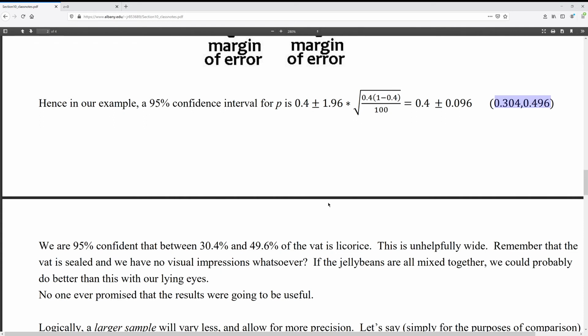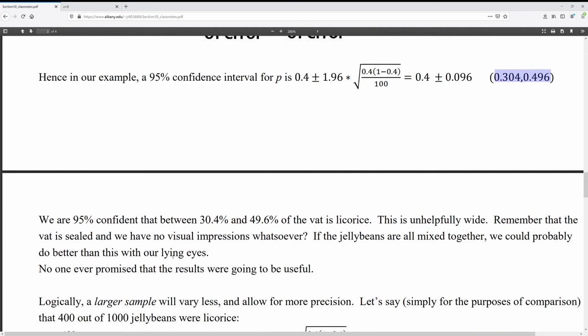Now, logically, a larger sample is probably going to be closer to the truth. Remember the taller, thinner bells that we get from a larger sample centered in the same place, which means that the sample result is probably not as far away as a smaller sample would be. So a larger sample means that you're more and more likely to get something close to the truth, and vice versa. So logically, a larger sample will vary less. Large sample, less variability, and result in more precision.